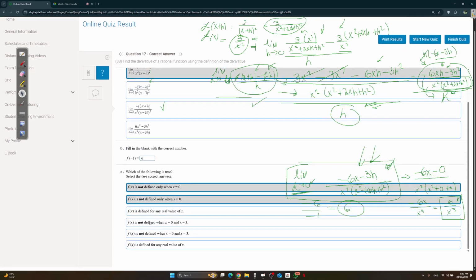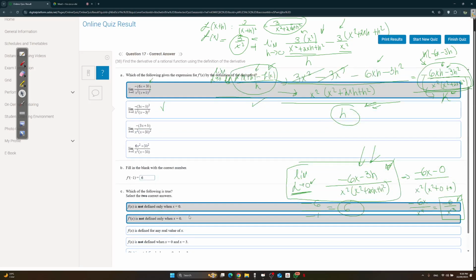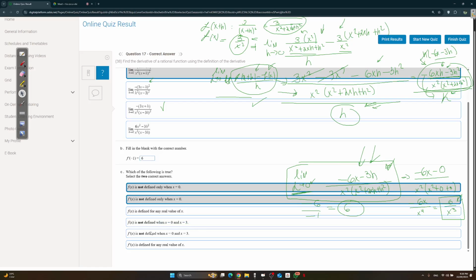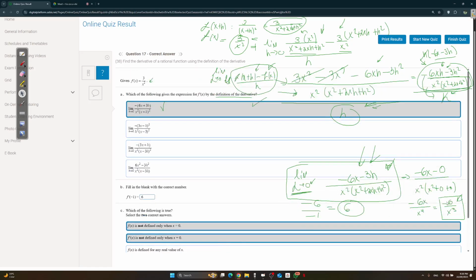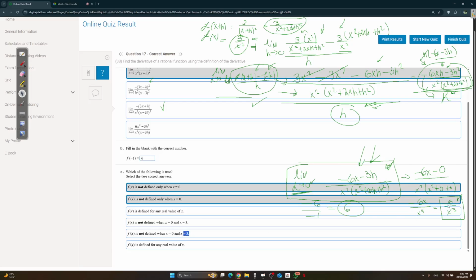That means there's an asymptote. F is not defined when x equals 0, x equals 3. If you want, try it and check, but why would that be the case? No way. F prime of x is not defined when x equals 0, x equals 3. Again, there's nothing that supports it. If you want to check it, you can just substitute 0 and 3 into here and check.